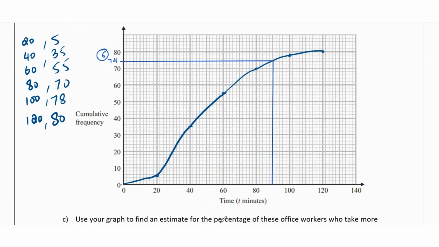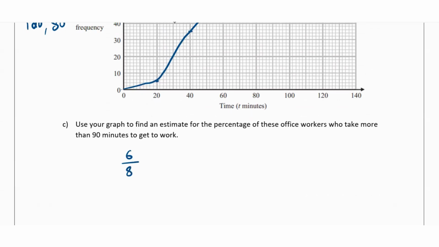We have to find an estimate for the percentage of these workers. So for the percentage, we will do 6 over 80 times 100, which equals 7.5. So 7.5% of the office workers take more than 90 minutes to get to work.